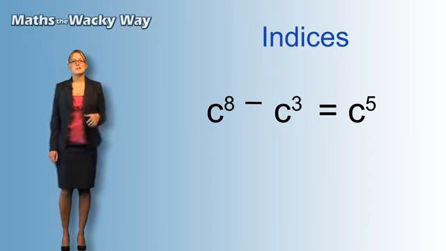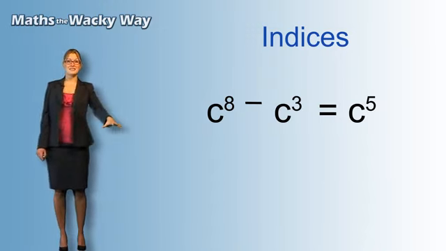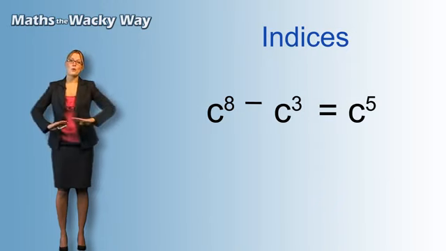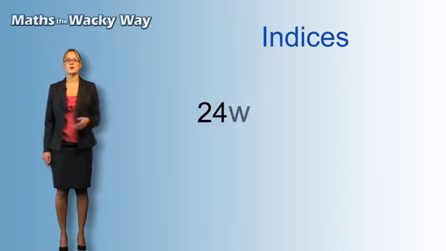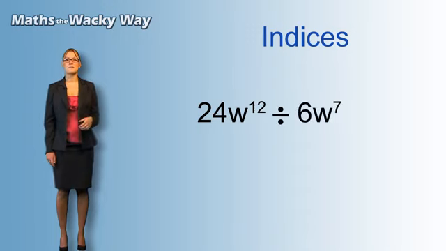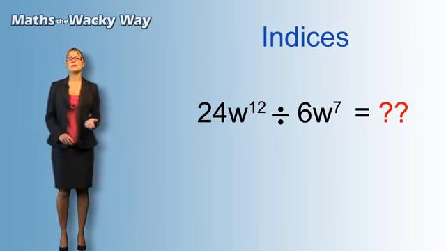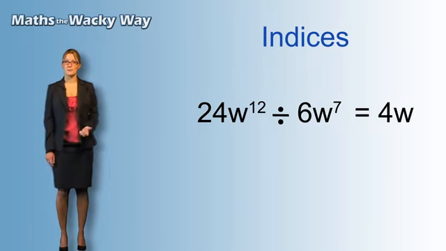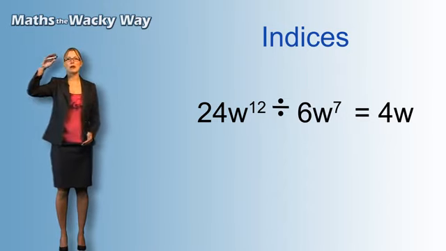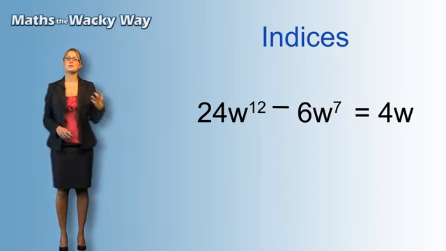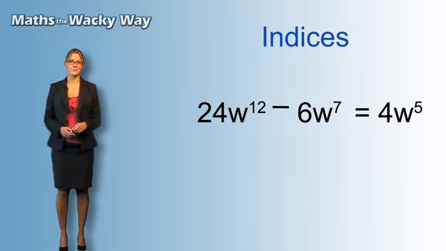Now we can also make these ones a bit tougher by introducing the numbers in front of the unknowns. Just like before, it's all about levels. So if we have 24w^12 divided by 6w^7, we're going to do the 24 and the 6 first. They're on the level of the division, so 24 divided by 6 is 4. We've then got the w, but we're going to go up in the air, so the divide's going up, losing its dots, so we have 12 take away 7, which gives us 5. Pull it all together, we have 4w^5.